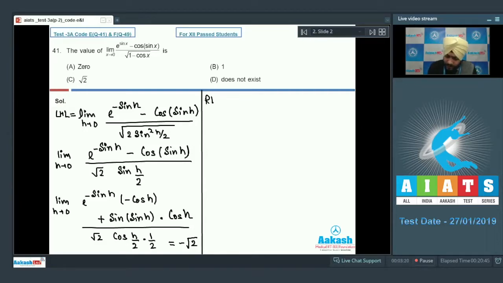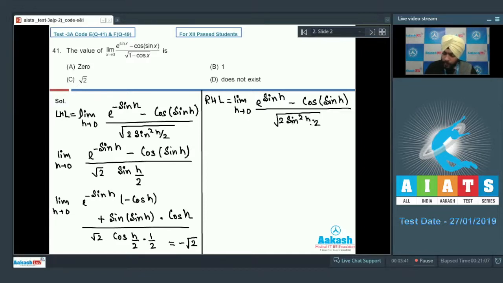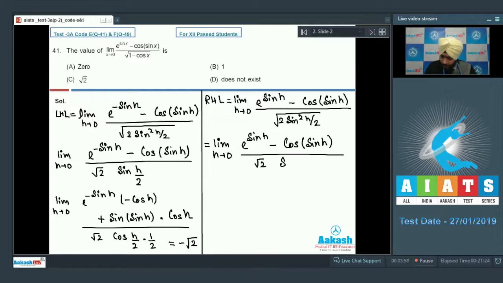Now let us consider the RHL. Again, limit h tends to 0. In this we will be very smooth. e raised to power sin h will be there, minus cos of sin h will be there, whole divided by, again, under root of 1 minus cos h, so that can be written as 2 sin square h by 2. Further, we will have limit h tends to 0, e raised to the power sin h minus cos of sin h whole divided by root 2 into mod sin h by 2, h is positive, so root 2 into sin h by 2 simply.